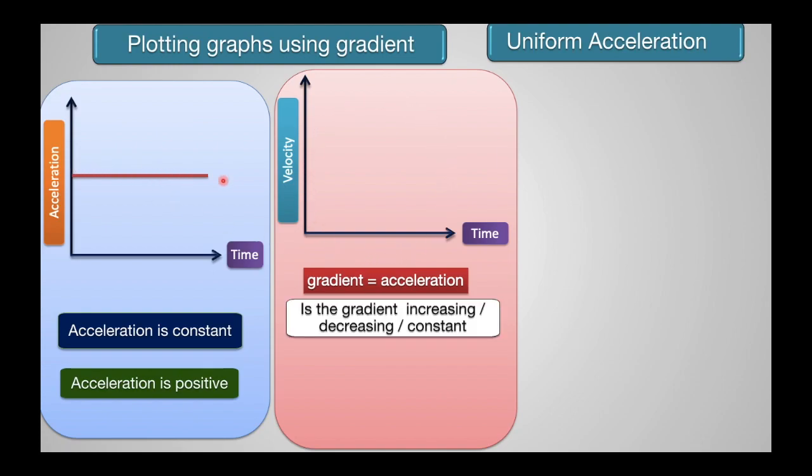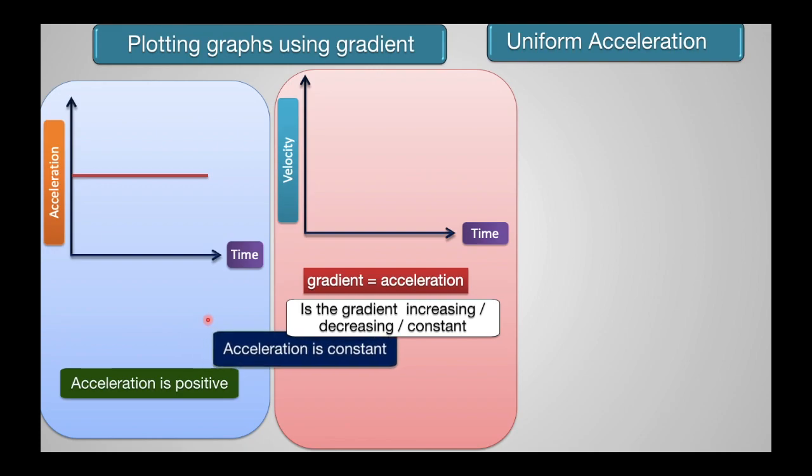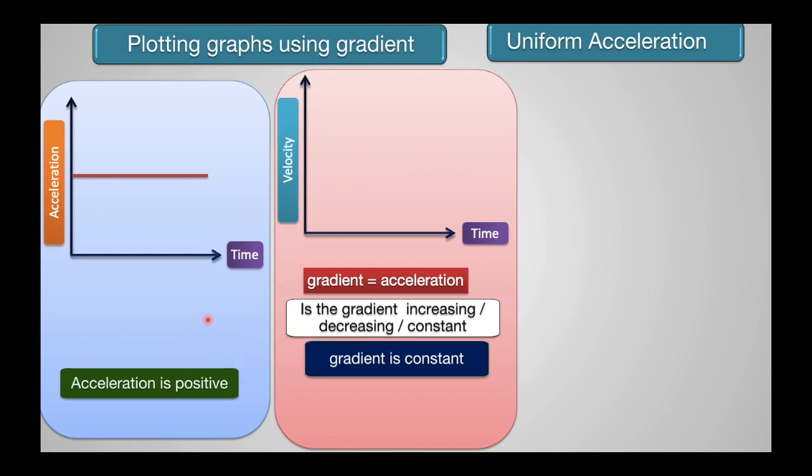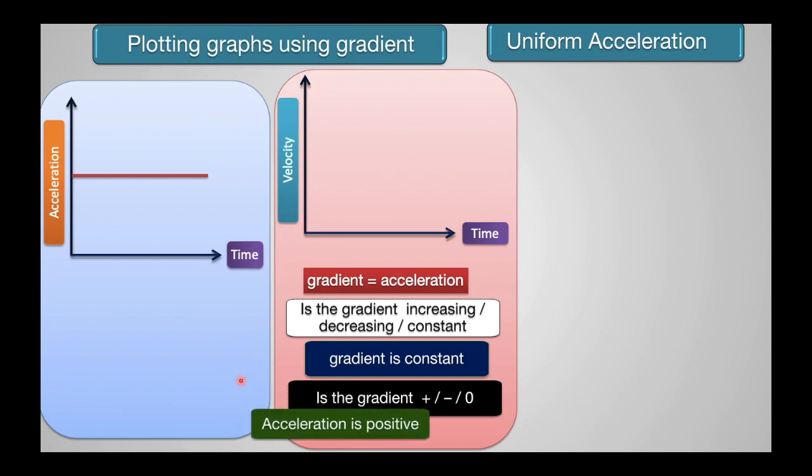Is the gradient increasing, decreasing or constant? Means, should the gradient of the graph I am going to plot here increase, decrease or remain constant? The answer is already there. Acceleration is constant. Means the gradient of the graph that you are going to plot here should be constant. The second question, is the gradient positive, negative or zero? Again, the answer is there on the left side. Acceleration is positive. Means the gradient should be positive. So I am going to plot a graph whose gradient is constant and whose gradient is positive.